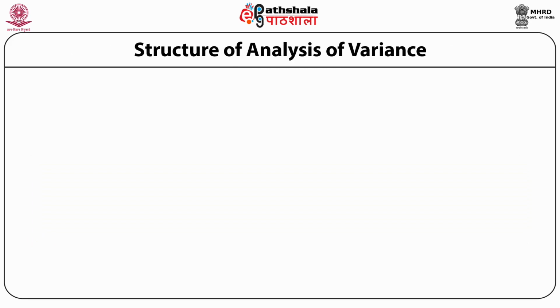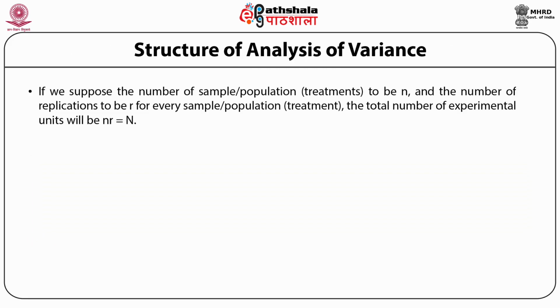As far as the structure of analysis is concerned, suppose the number of treatments is n and the number of replications is r for every treatment. Then the total number of experimental units will be nr, and we can denote it with a capital N. In the case of treatments having varying numbers of replications R1, R2, R3 up to Rn, the total number of units N is given by N = R1 + R2 + R3 + ... + Rn.